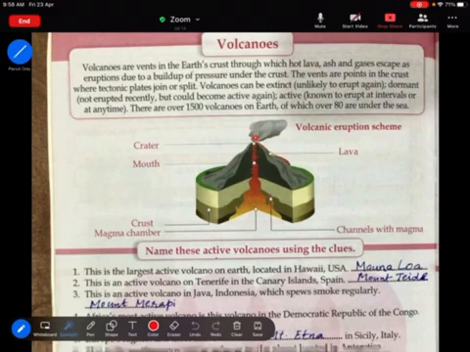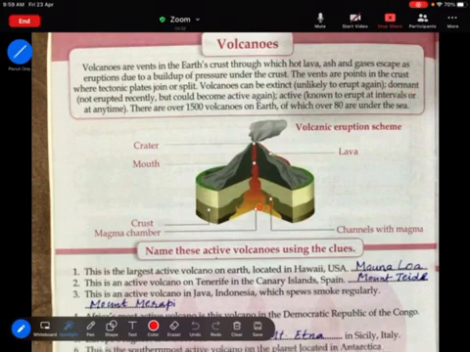Volcanoes can be of three types. One is extinct. Extinct means it won't erupt again. It won't erupt again, means it is over. Once the lava is gone, then it is inactive. So we call it extinct. Another one is dormant. Dormant means not erupted recently, but could become active again after some time or after a few years. So we call it dormant.